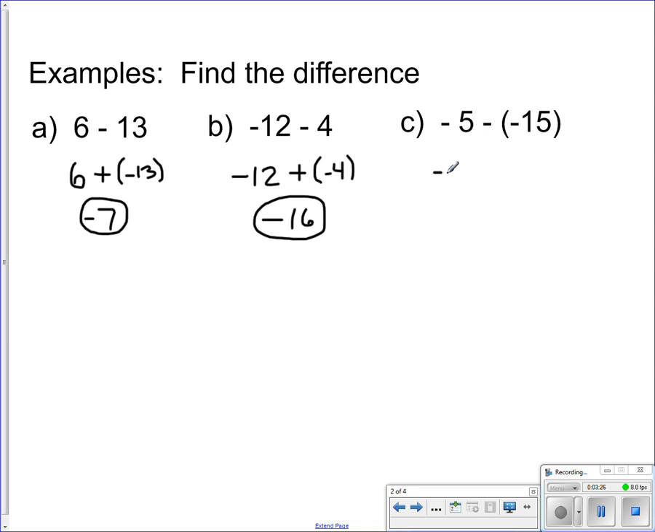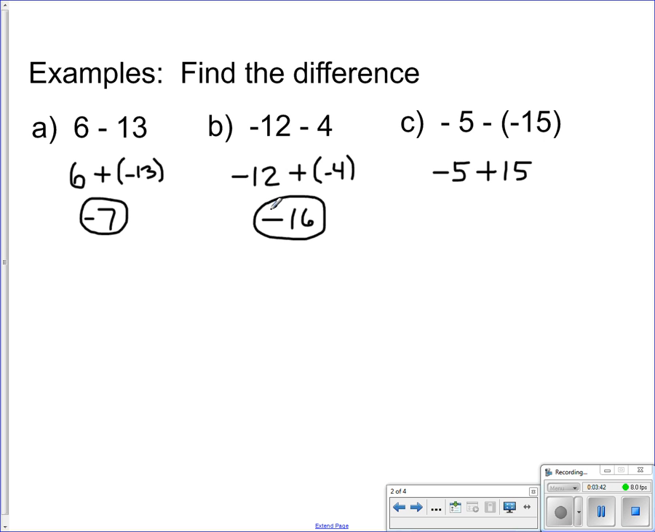In example C, we have negative 5 minus negative 15. So negative 5 is going to stay the same. My minus sign is now going to turn to a plus sign. And my negative 15 is now going to become a positive 15. So now I have negative 5 plus 15.